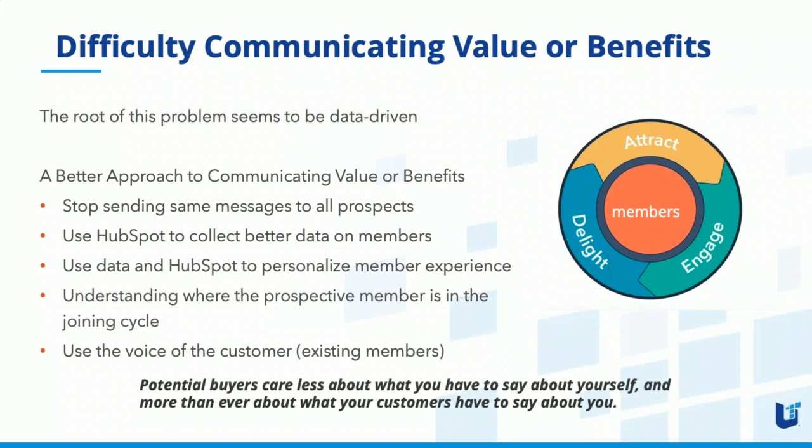Use HubSpot to collect better data on members and then use that data to personalize the member experience. So part of that is, if we're talking about nurturing a new prospective member, understanding where that prospective member is in the joining cycle. So it's all about being able to deliver the right message to the right person at the right time, and that is not going to be established with one broad stroke. I think a lot of times when we talk to associations who are dealing with this issue, it's usually a data issue. It can also stall if they may have the data, but they don't have the ability to trigger communications or to quickly pull insights from that data to be able to act on it.